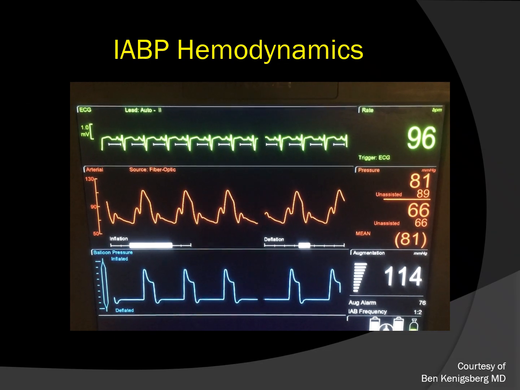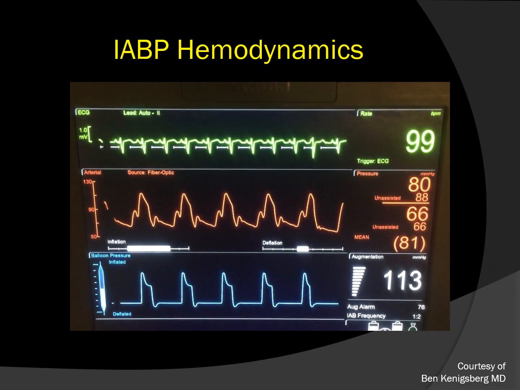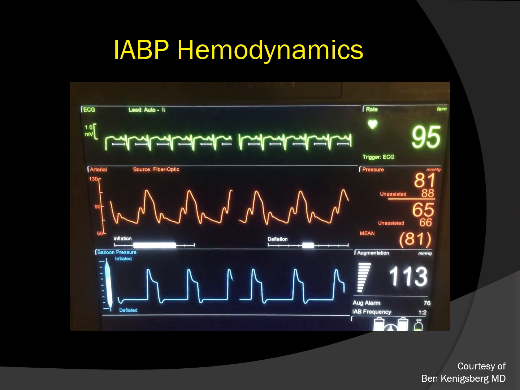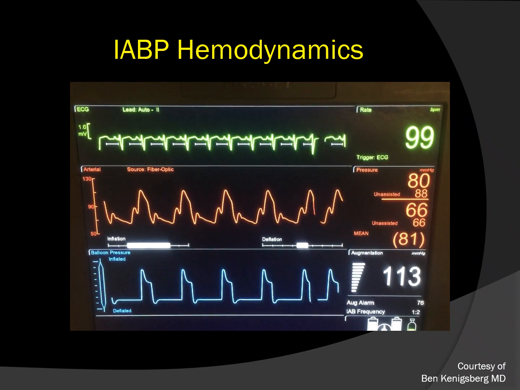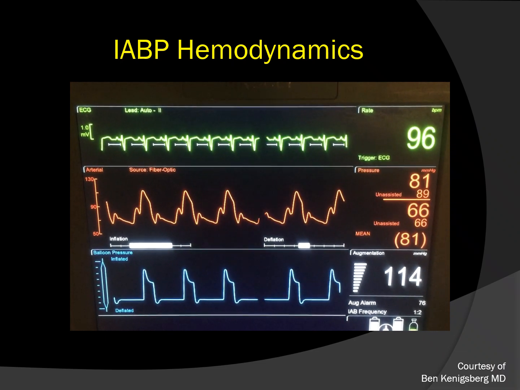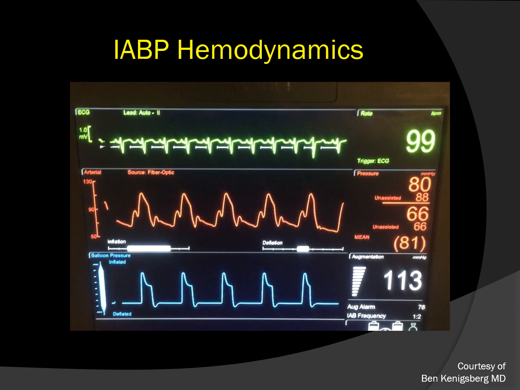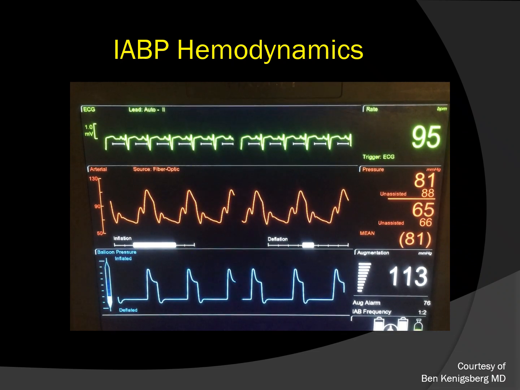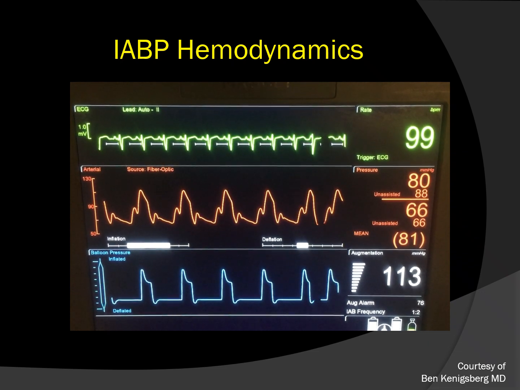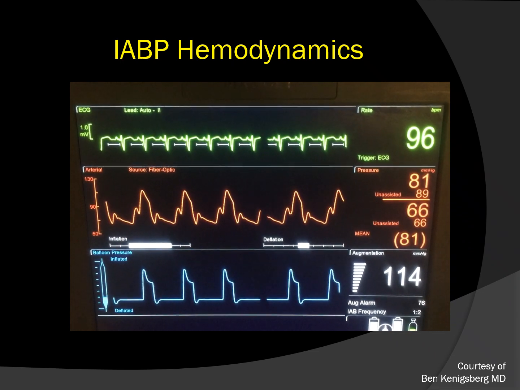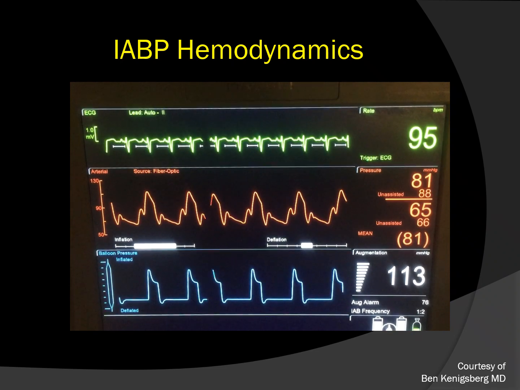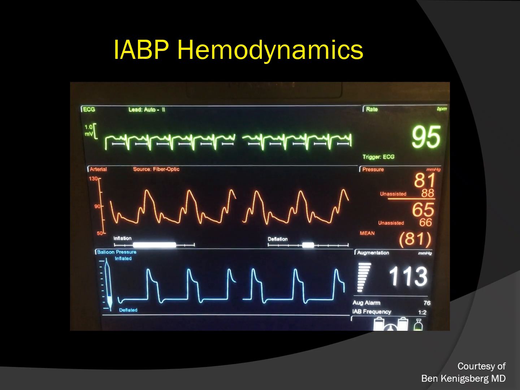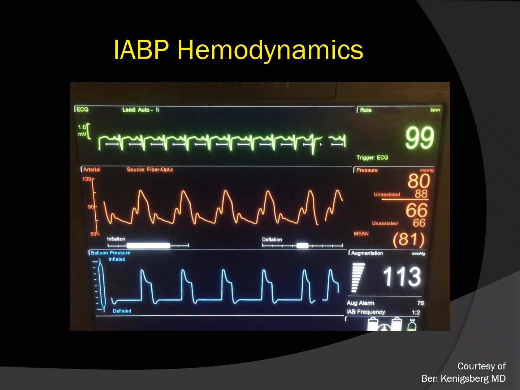Let's review the display of an intra-aortic balloon pump. In this image on the top row, you can see the patient is in normal sinus rhythm, roughly 96 beats per minute. On the second row, in red, you can see the pressure waveforms, which we'll get back to in a minute. And on the bottom row, you can see that every other beat, the balloon is being inflated with helium, and is producing an augmented pressure of 114 millimeters of mercury with each filling of the balloon.